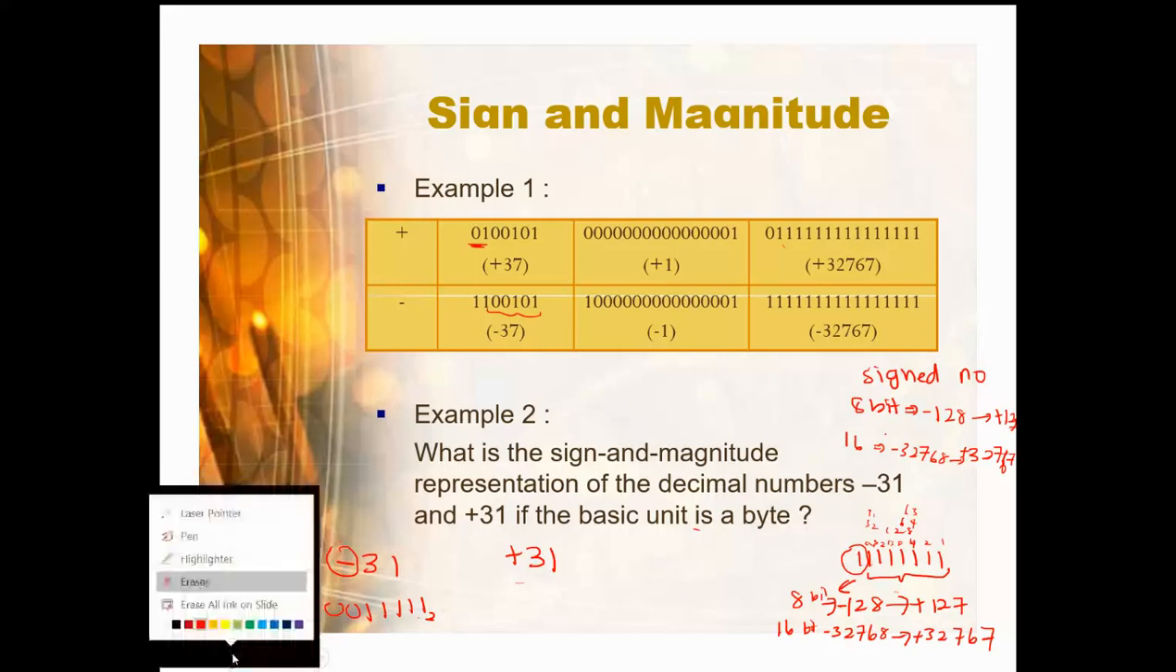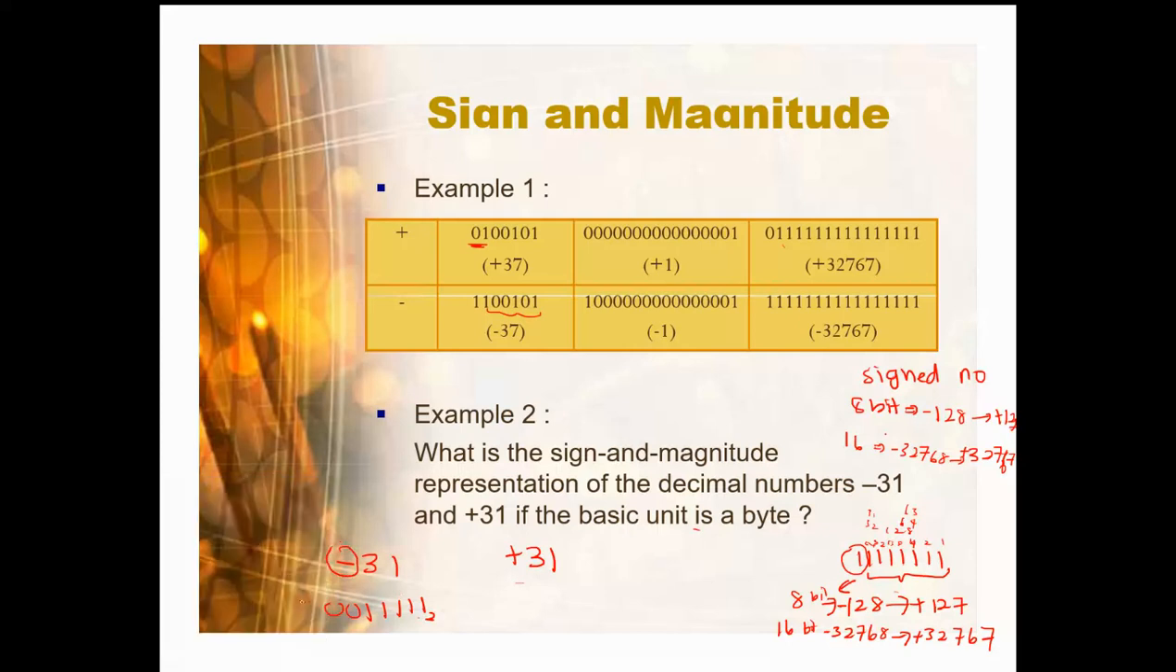Okay, dia jadi negatif 1. Okay, because this one represent by 31, magnitude of 31, and then 1 is a negative represent by the sign. So that's why dia jadi negatif 31. Okay, sama juga dengan 31. Okay, 31 dekat dalam positive 31.